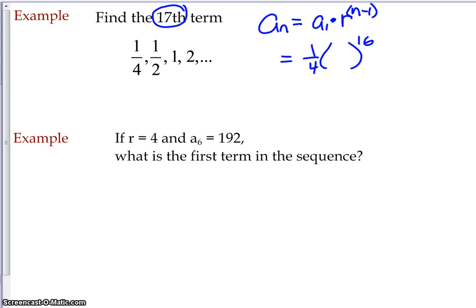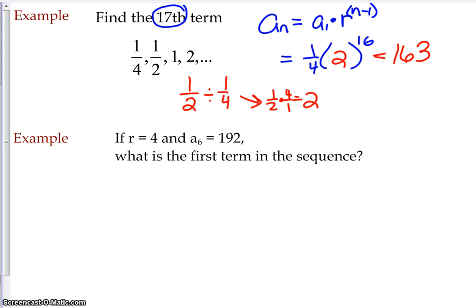Well, I need to figure out my r now. I told you before, the best way to figure out your r is to take your second term and divide it by your first term. In order to take 1/2 and divide it by 4, the quickest way is to take 1/2 times 4/1. My answer here is 2. So now I need to take 1/4 of 2 to the 16th, and I get for an answer 16,384. That's going to be the 17th term. These terms go up really pretty fast.